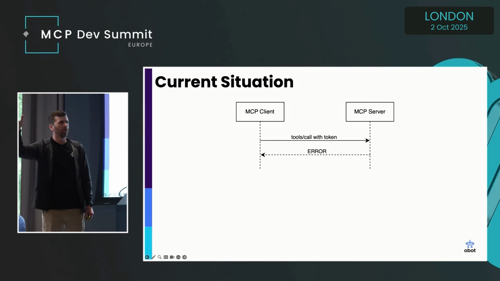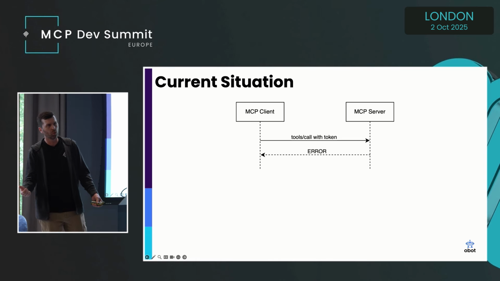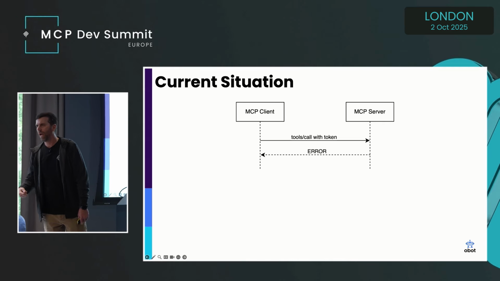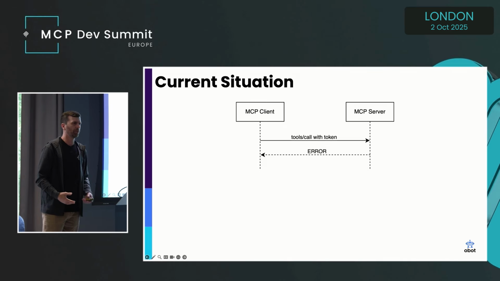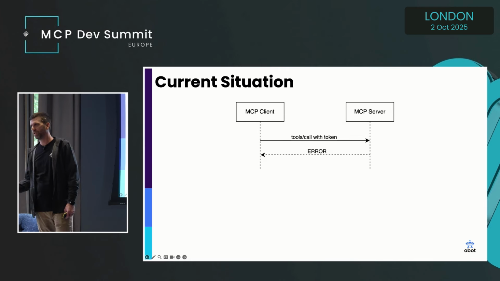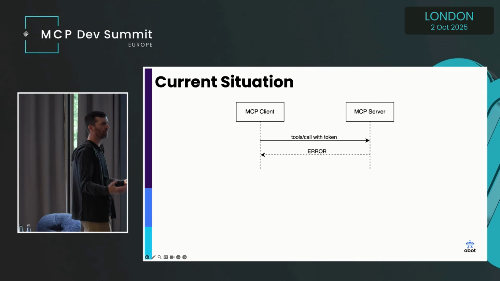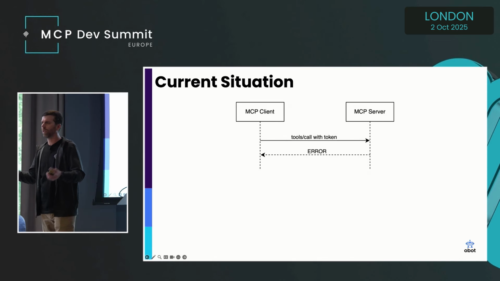So before, when we tried to make a request, like a tool call example here, with the token and we don't have sufficient scopes, we just get an error back. Okay? And depending on the MCP server, I've seen this actually be a 403 HTTP status, or I've seen this come back as a JSON-RPC error. Everybody does it a little bit differently. Probably should be a JSON-RPC error, but that's just my opinion.